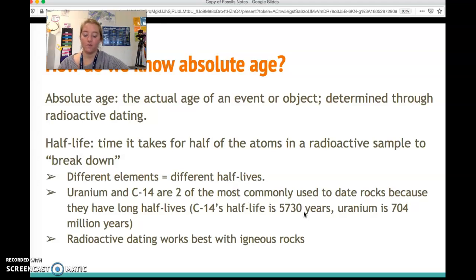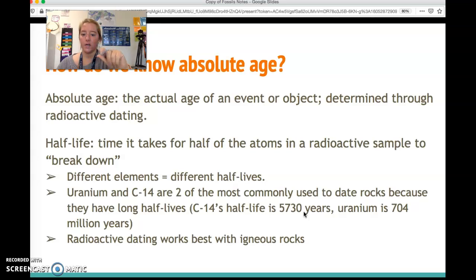Different elements have different half-lives. Specifically, scientists will use uranium and carbon-14 to date rocks because they have long half-lives. Carbon-14's half-life is 5,730 years. Uranium's half-life is 704 years. Radioactive dating works best for igneous rocks.